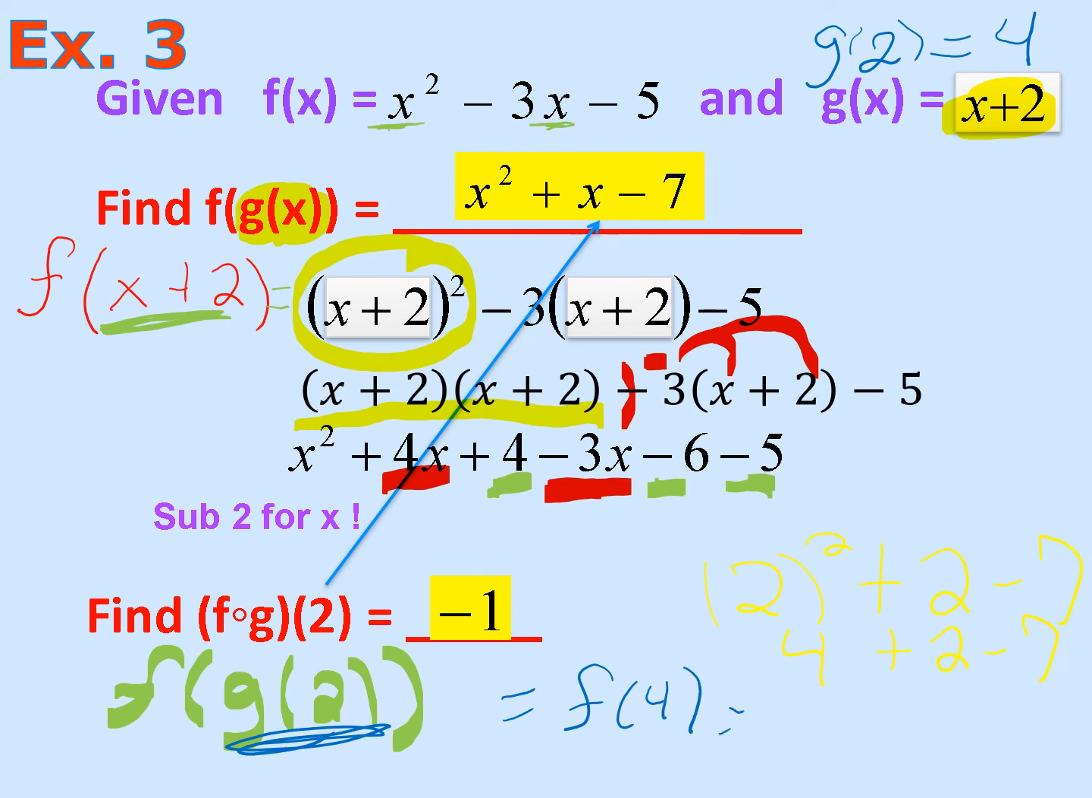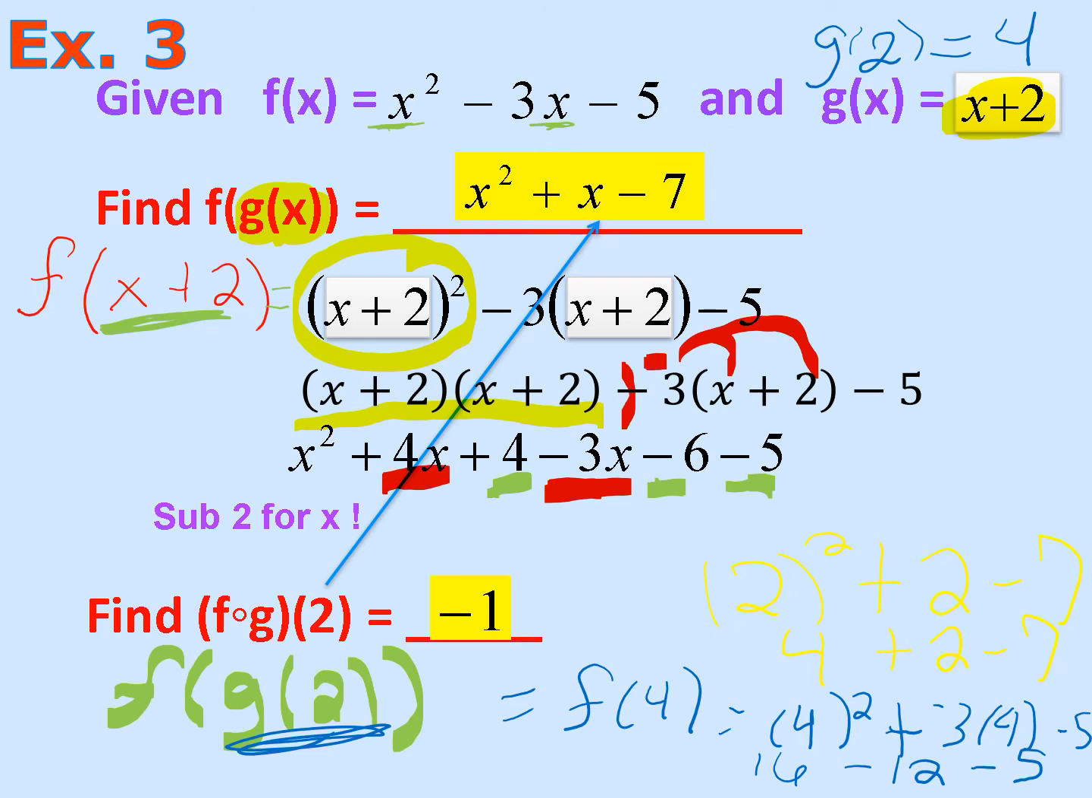And then I just take 4 and plug it in. Whoops, I wrote 2. My bad, I apologize. So I plug 4 in. So 4 squared plus a negative 3. I just changed that to a negative 3 times 4 minus 5. Okay, so that is 16 minus 12 minus 5.